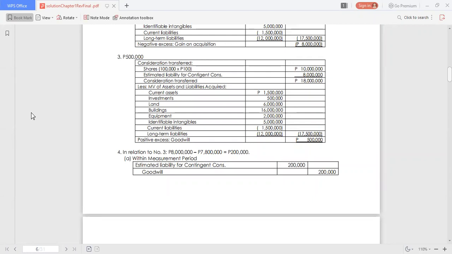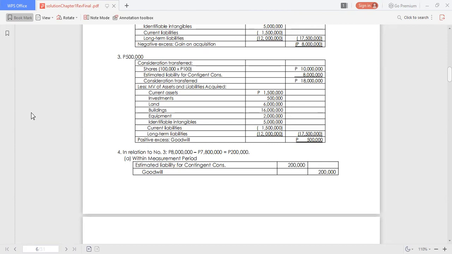We deduct the current assets and the investments, land, buildings, equipment, and identifiable intangibles at market values, and deduct the current liabilities and long-term liabilities. So the positive excess, or the goodwill in case number 3, is equal to 500,000. In number 4, assume the same facts as in requirement 3.